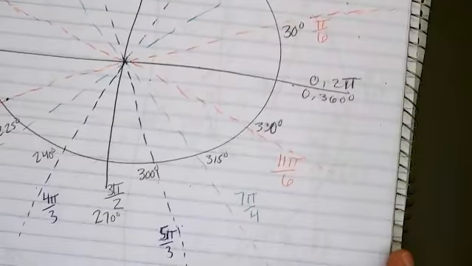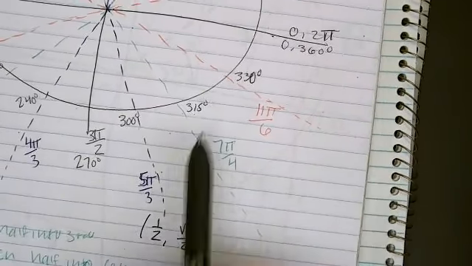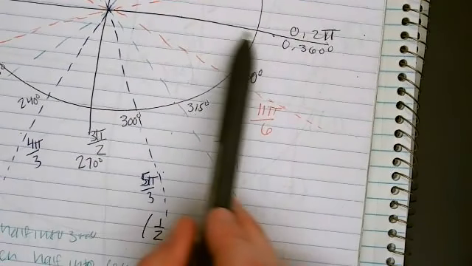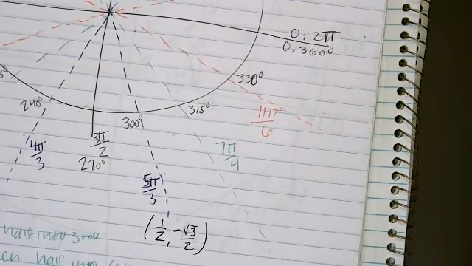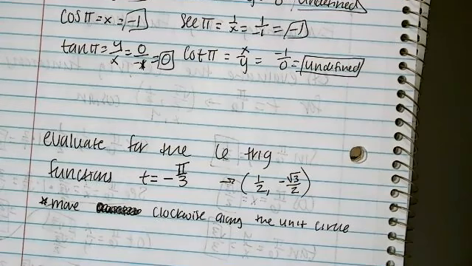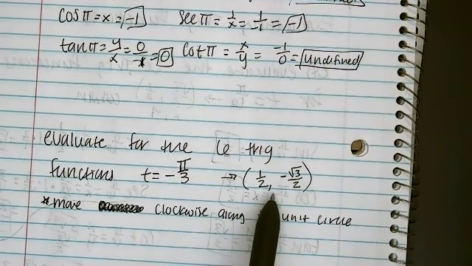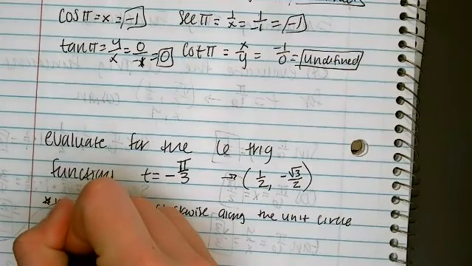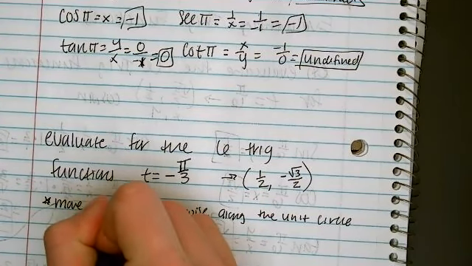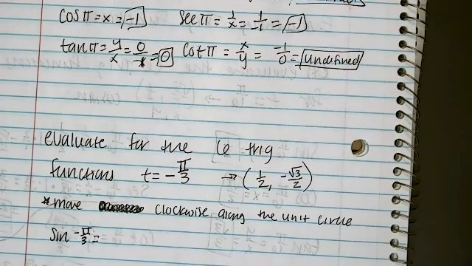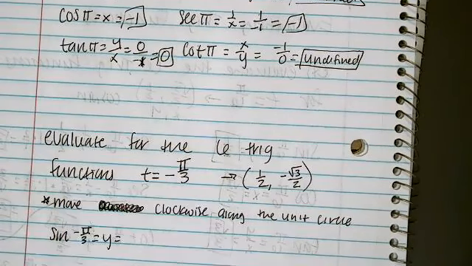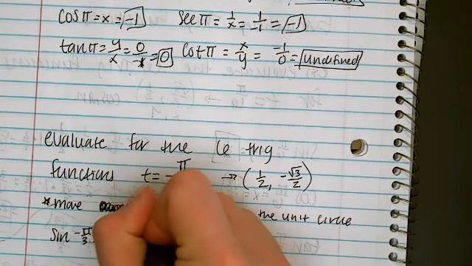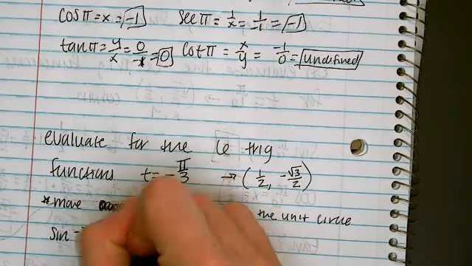So in this quadrant, this is quadrant 4, your x values are positive, but your y values are negative. So it will be a positive 1/2 and then negative root 3 over 2. Okay, so that's where we're getting these coordinates from. So now again, let's evaluate for sine of negative pi over 3. That is again just the y value. So you just pull that negative root 3 over 2, and that is all.